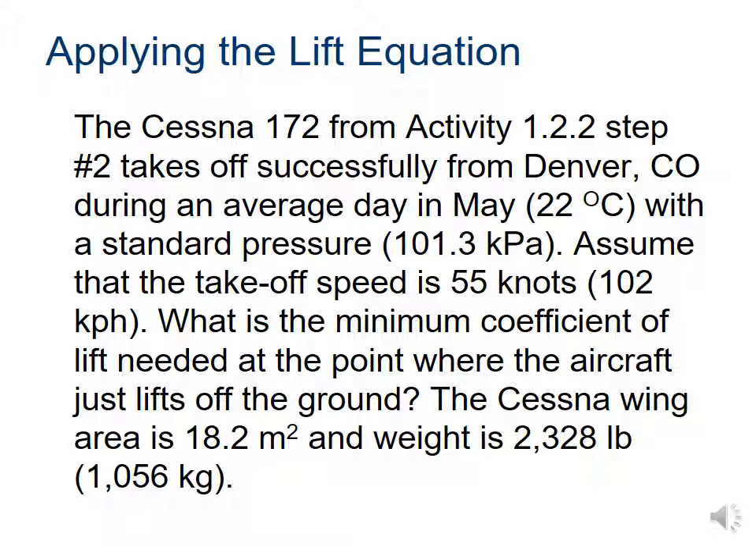Let's work through an example problem. The Cessna 172 from activity 1.2.2, step number 2, takes off successfully from Denver, Colorado during an average day in May at 22 degrees with a standard pressure of 101.3 kilopascals. Assume that the takeoff speed is 55 knots or 102 kilometers per hour. What is the minimum coefficient of lift needed at the point where the aircraft just lifts off the ground? The Cessna wing area is 18.2 meters squared and the weight is 2,328 pounds or 1,056 kilograms.